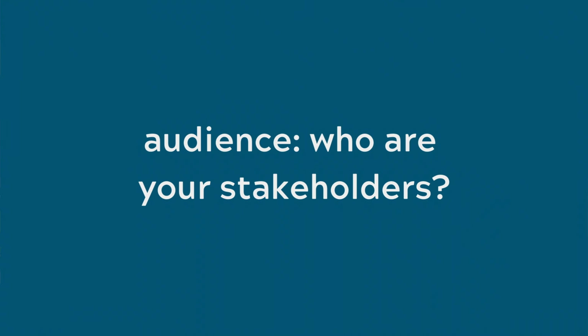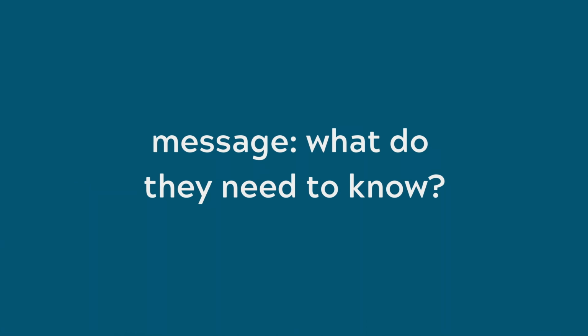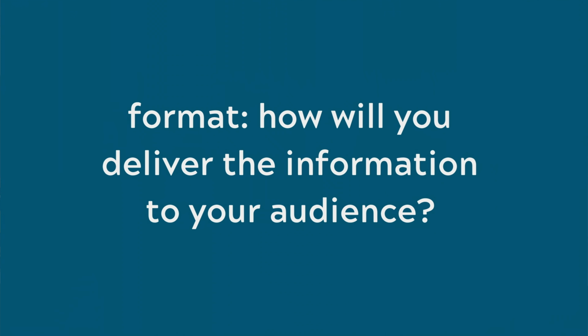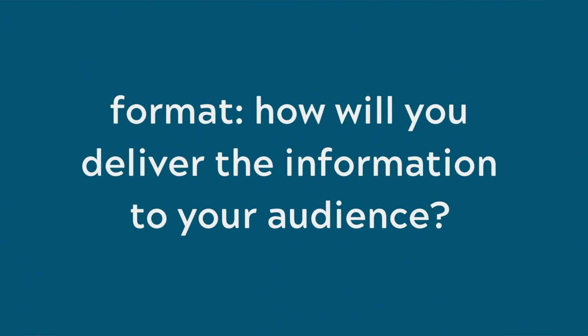If you think a communication plan could benefit one of your projects, here are the core elements to build into your plan. First is audience. Who are your stakeholders? For example, leadership, staff, faculty, or students. Second is your message. What do they need to know? This might include status updates, decisions, or deadlines. Next is format. How will you deliver the information to your audience? You might consider email, meetings, reports, dashboards, or a combination of formats.